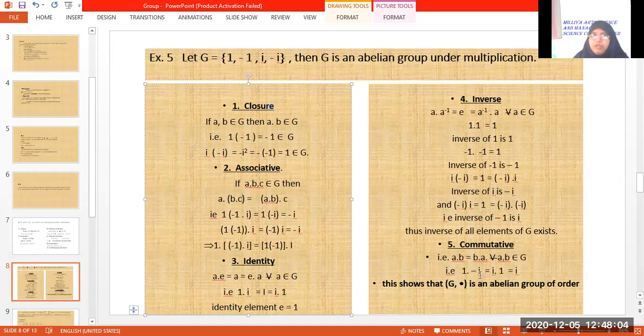Commutative property. 1 into minus i is the same as minus i into 1, which is equal to minus i. Thus the commutative property is satisfied. Therefore, the set G, 1, minus 1, i, minus i, with respect to multiplication is an abelian group of order 4.